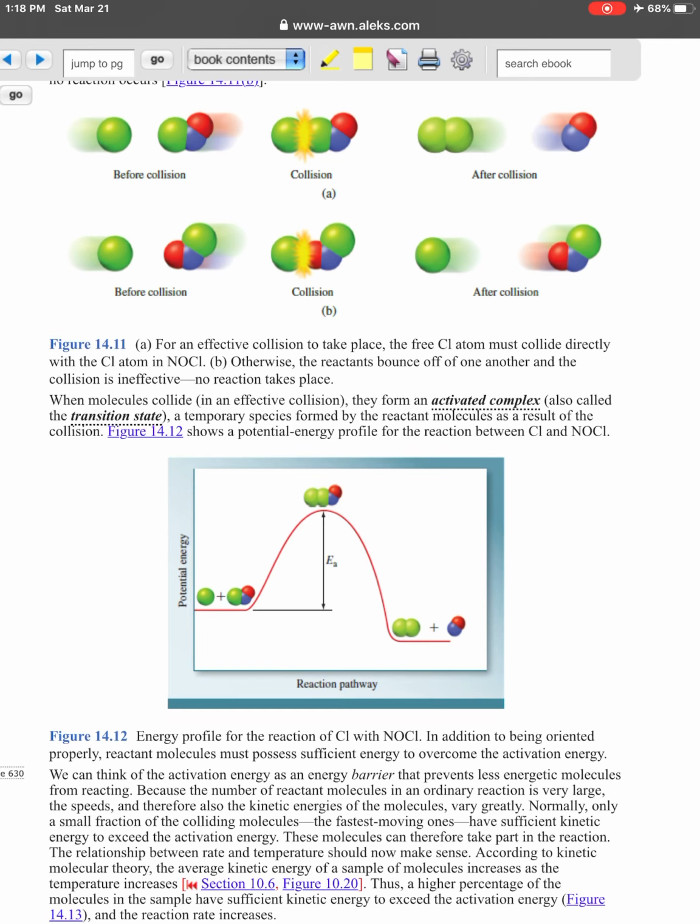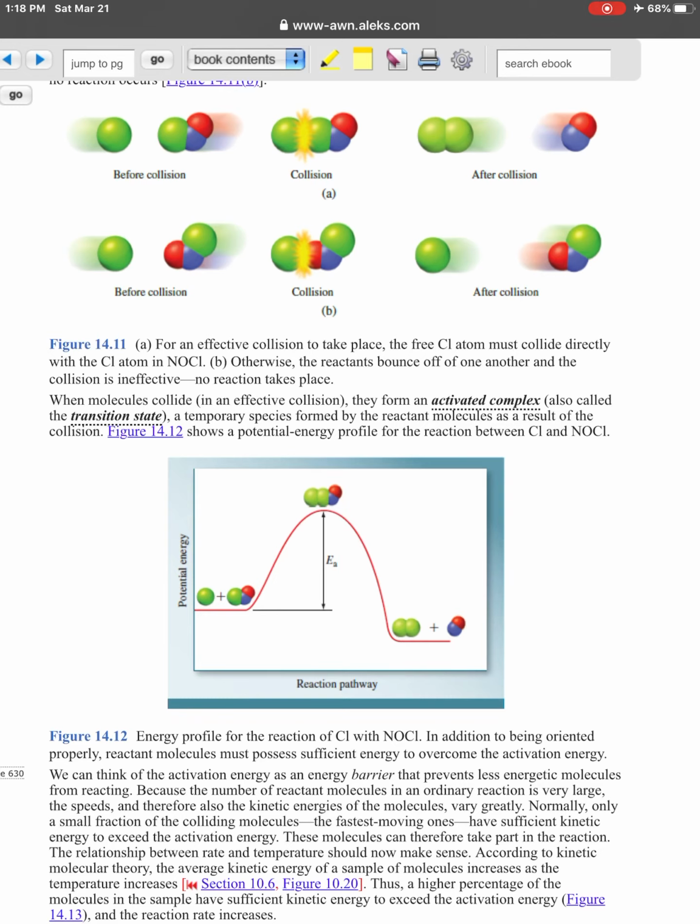NOCl. Otherwise, the reactants bounce off one another, and the collision is ineffective. No reaction takes place. When molecules collide in an effective collision, they form an activated complex, also called the transition state, a temporary species formed by the reactant molecules as a result of the collision. Figure 14.12 shows a potential energy profile for the reaction between chlorine and nitrosyl chloride, NOCl.